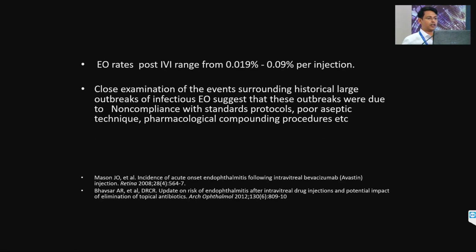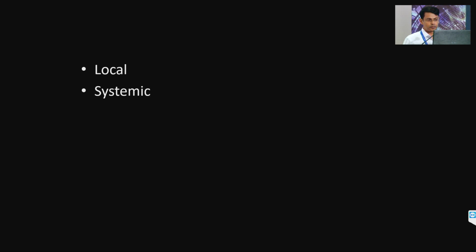As we all know, the range of endophthalmitis post-injection is around 0.019 to 0.09 percent per injection. Close examination of large historical outbreaks of this endophthalmitis suggests that they were mainly due to non-compliance with the standard protocol, poor aseptic techniques, and pharmacologic compounding procedures.